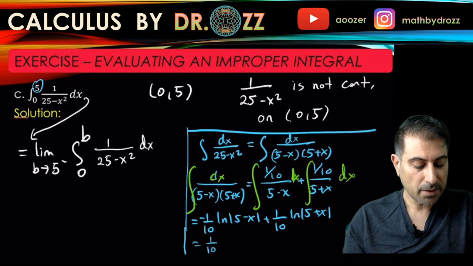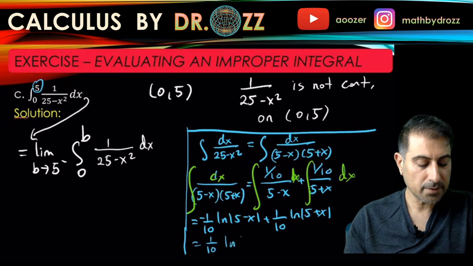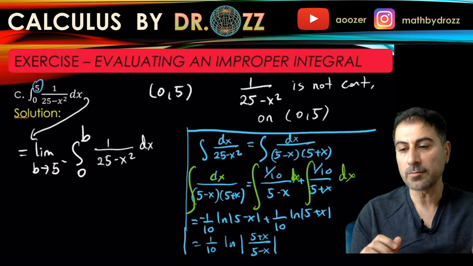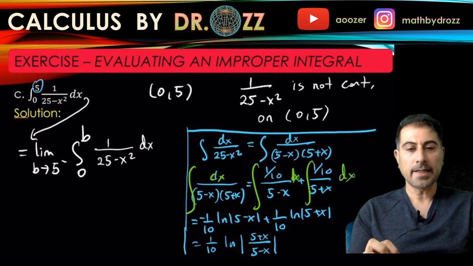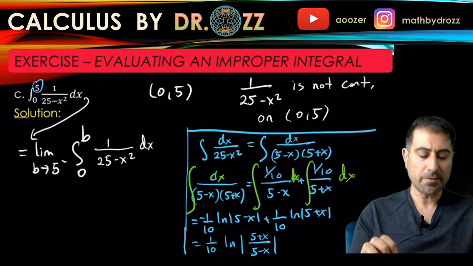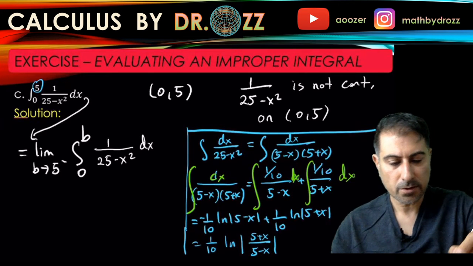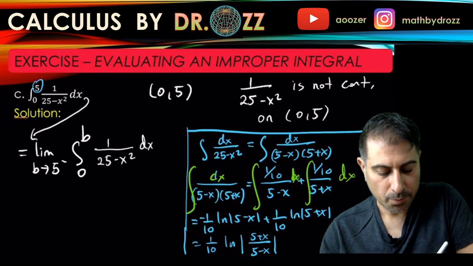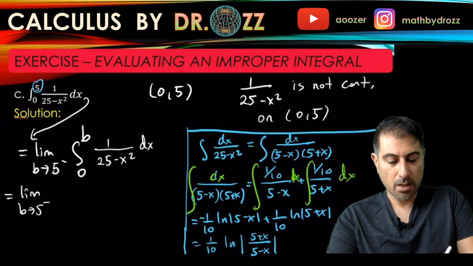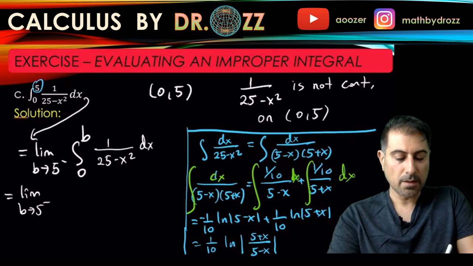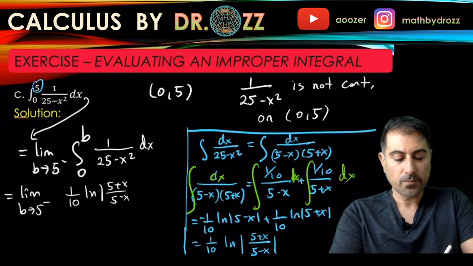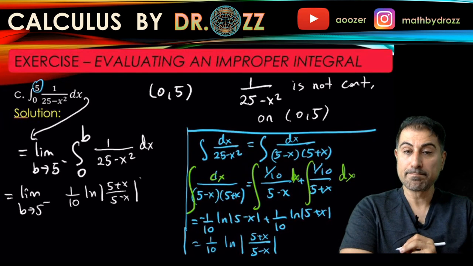So this turns out to be ln of 5 plus x divided by 5 minus x, because you have one ln coming with a minus sign and the other coming with a plus sign, so I can write that as a quotient. So 5 plus x divided by 5 minus x. Now I'm going to go back to this integral here and put this antiderivative back into action. So 1 over 10 ln 5 plus x over 5 minus x, from 0 to b.